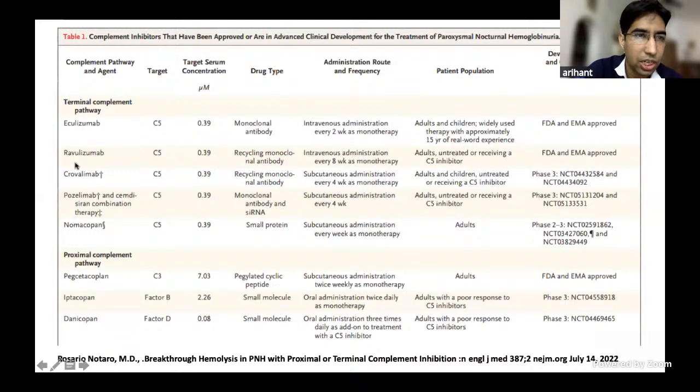The initial 3 are FDA approved and target the terminal complement pathway, C5. Pozelimab, as I told, we were a part of this trial. For the proximal complement pathway, these are the 3 drugs: pegcetacoplan, which targets C3, while iptacopan and danicopan target factor B and factor D. These are actually oral therapies which can be used in adults who are not doing as well on C5 inhibitors.